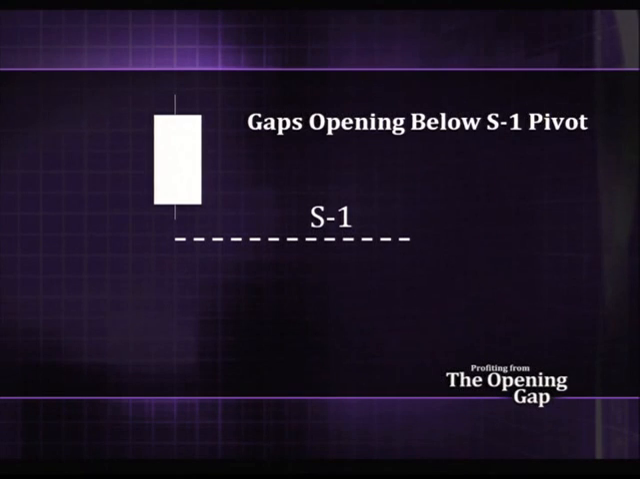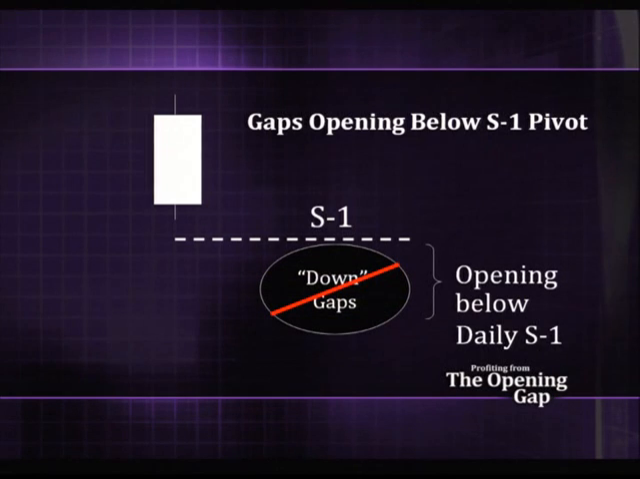The S1 pivot, if you're really geeky and want to know what it's made of, is simply the high plus low plus close divided by 3, subtracting the prior day's high price. But you can Google that and find that out. The key point is to pay attention. Does the gap open above or below the S1 pivot? And if it opens below it, you want to stay away from those gaps.